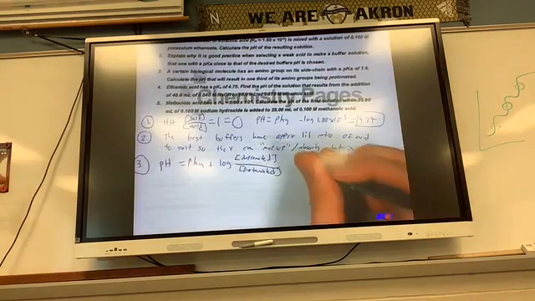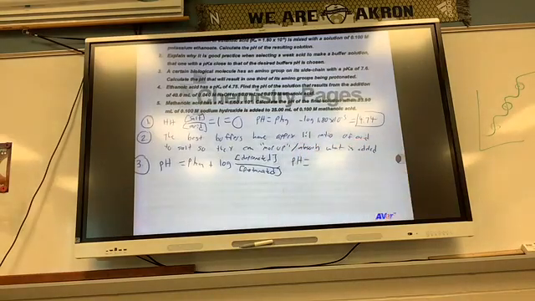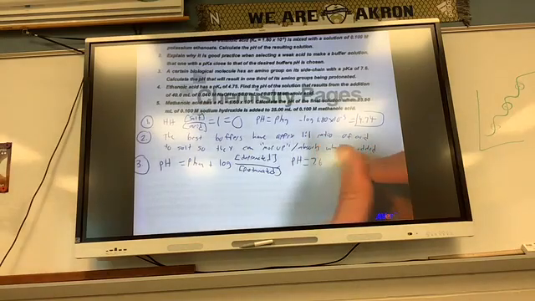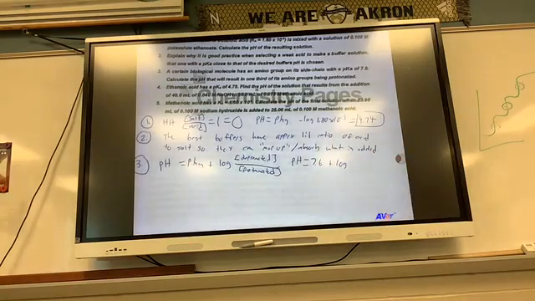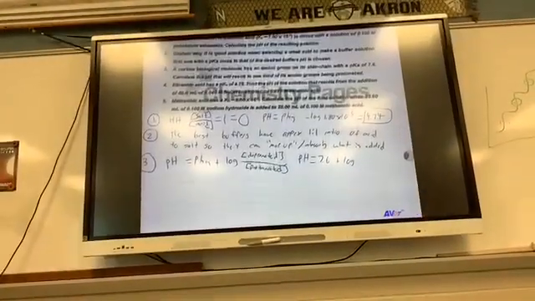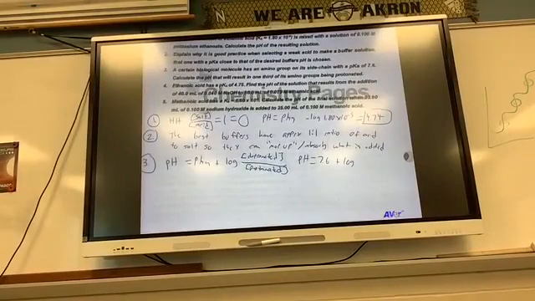Here's why. pH equals, what's my pKa? They gave me the pKa, 7.6, plus log of, what am I going to turn this term into? We know 1/3 is protonated. So if 1/3 is protonated, how much is deprotonated? 2/3. So what am I going to put on the top? 0.67.